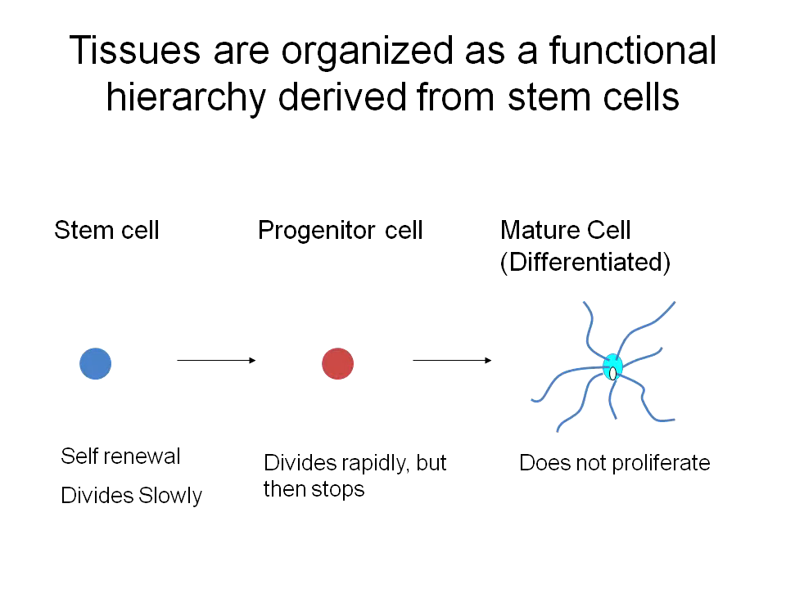So you can start to understand that tissues are organized as a functional hierarchy that originates from stem cells. So you have the stem cell at the top of the hierarchy, the blue cell on the left, that has the rare and unique property of self-renewal, but it divides very slowly and can often remain quiescent. Then it gives rise to progenitor cells, which divide very rapidly, but they have a very short lifespan.